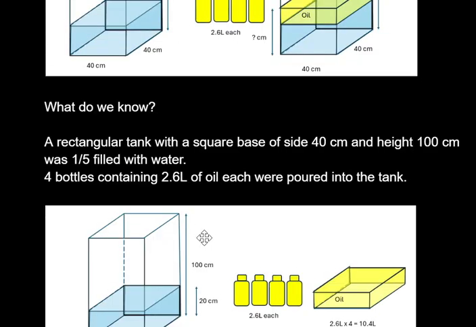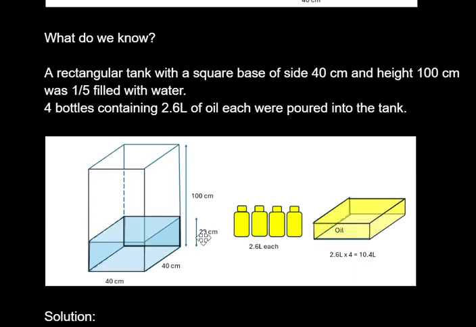Now let's look at what we know from the question itself. We know this tank is 40 by 40. We know the height is 100. It's 1/5 filled with water. So if it's 1/5 filled with water, it means the height of this water is 1/5 of 100. In this case, it is 20 centimeter. So this is 1/5 of 100.